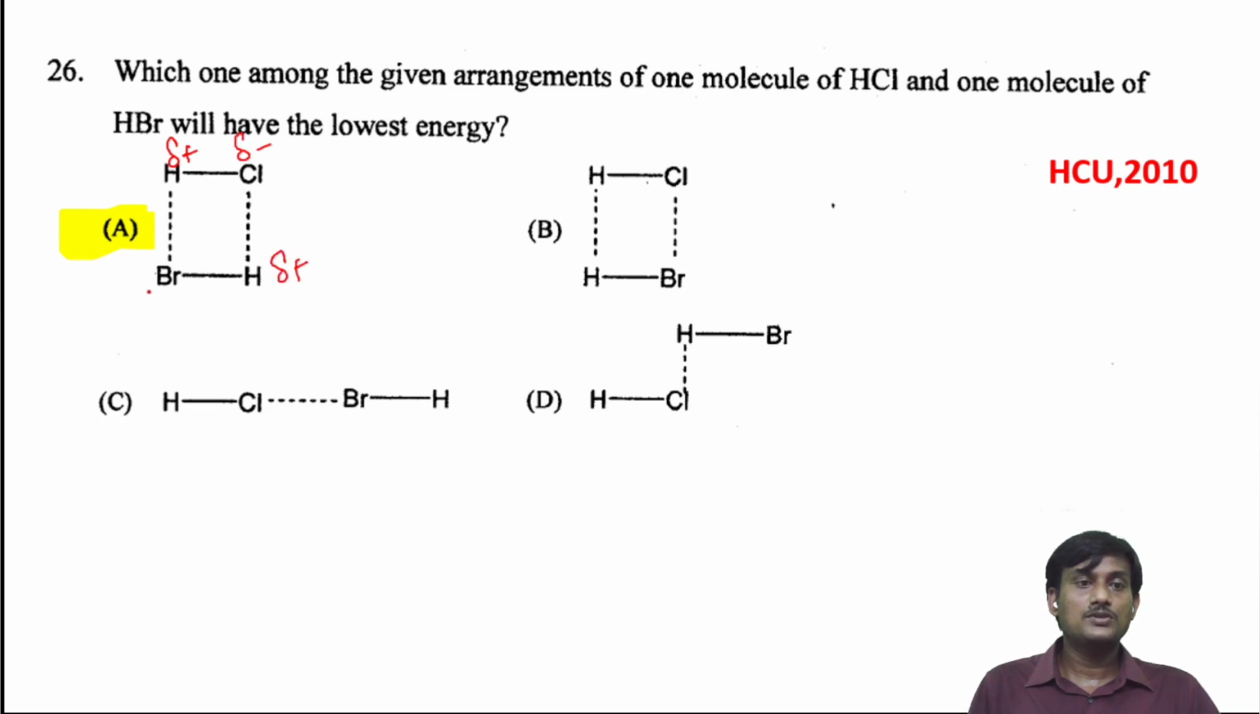Here, partial positive charge, partial negative charge. In this type of arrangement, there is attraction between Cl minus and H plus, and also between H plus and Br minus. This type of arrangement is stable and it has the lowest energy.